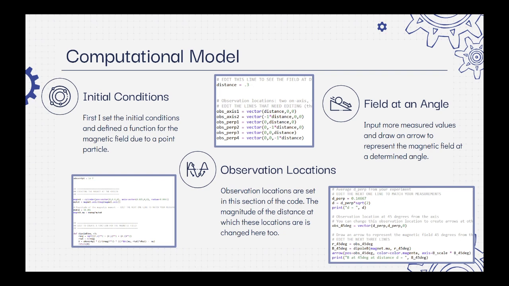So here's us creating vectors for all of our different observation points. And we're using that distance variable, and we can change that distance variable to see what our values are at farther or closer away. And then we had to create a field at an angle. So that's what this last part is. Basically, we created another observation point, and then we did the same exact thing.